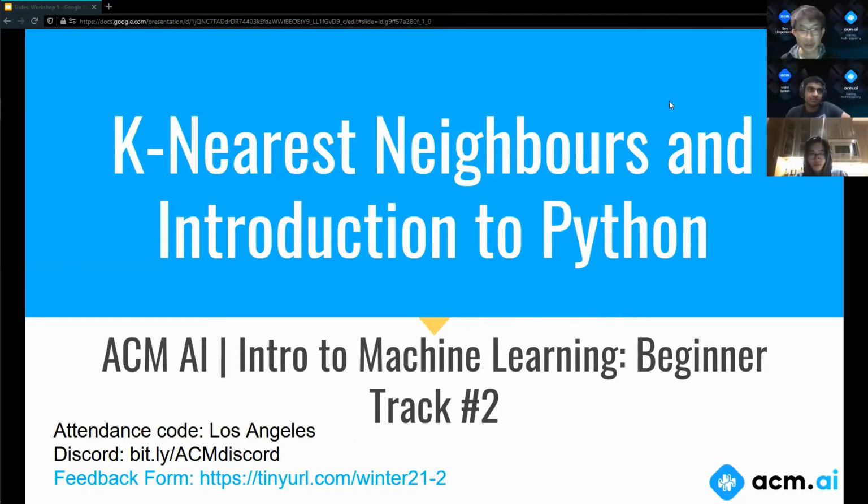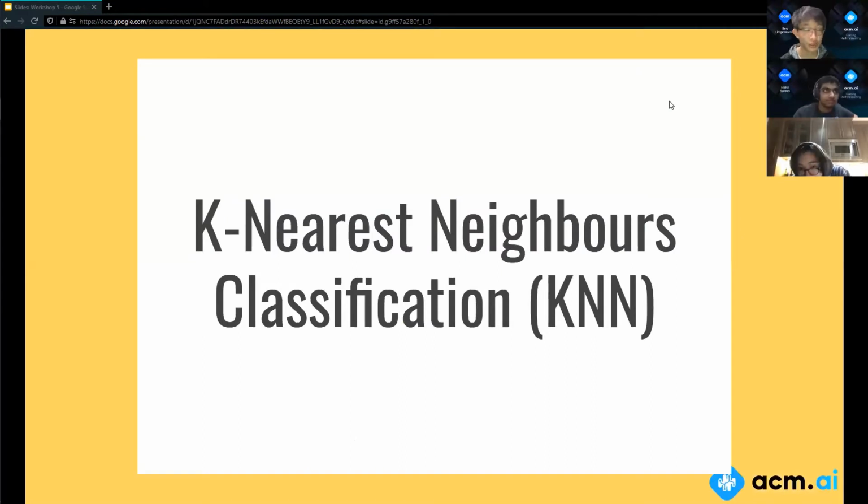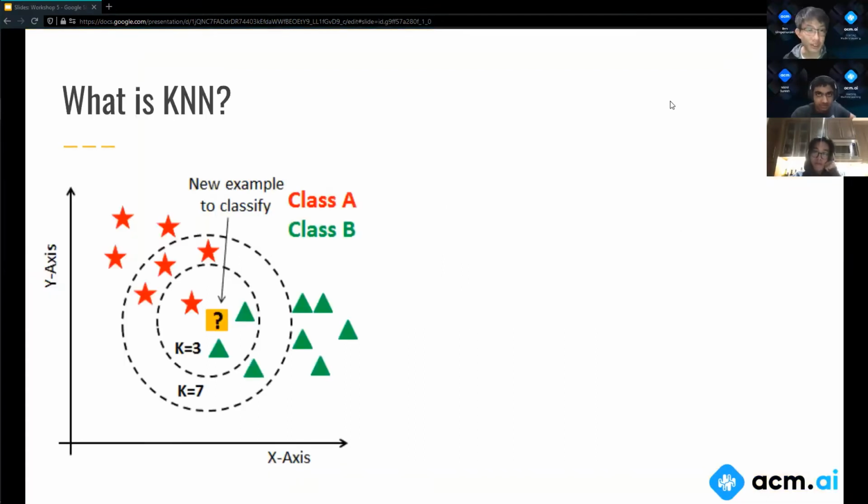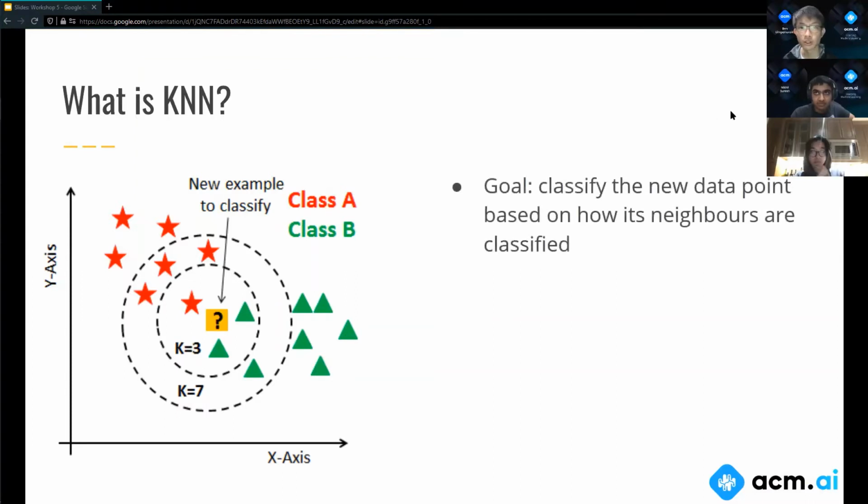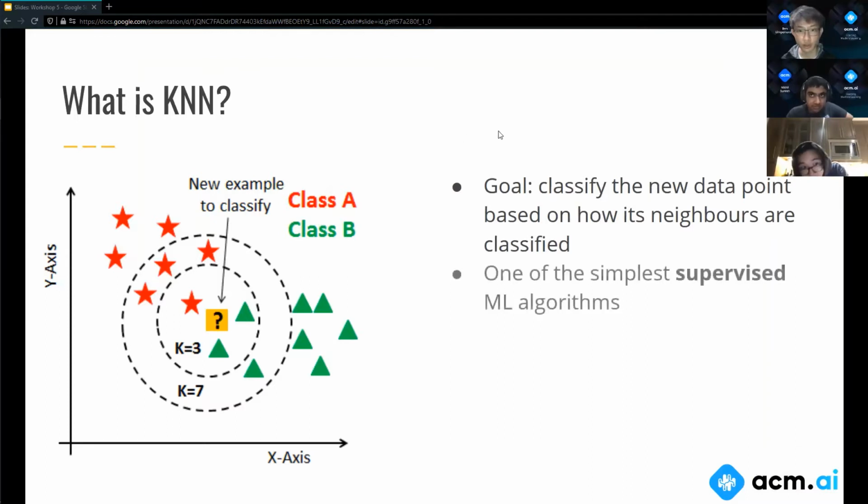All right, without further ado, we'll go into our first machine learning topic, which is k-nearest neighbors. K-nearest neighbors, first off, what is it? It's an algorithm where our goal is to classify a new data point based on how its neighbors are classified. This is one of the simplest supervised machine learning algorithms out there. It's pretty simple because there's really no training involved, and the model itself is actually just the data. And you'll see in a moment what I mean.